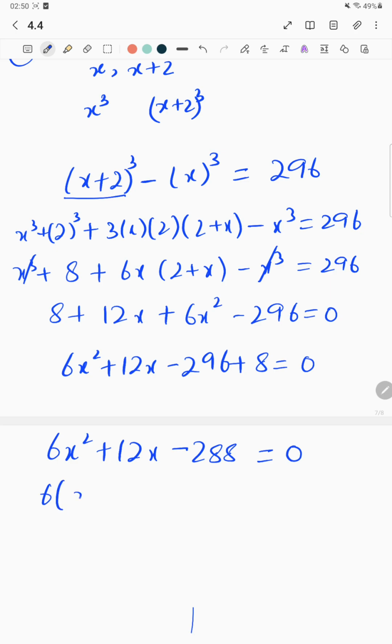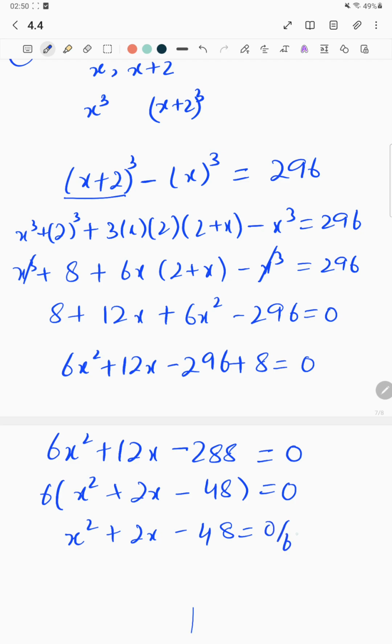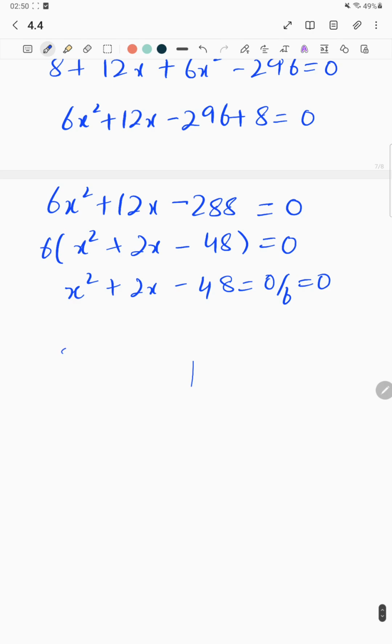Taking 6 common, we have x square plus 2x minus 48 is equal to 0. So it's x square plus 2x minus 48 equal to 0. Now doing the factorization if it's possible.